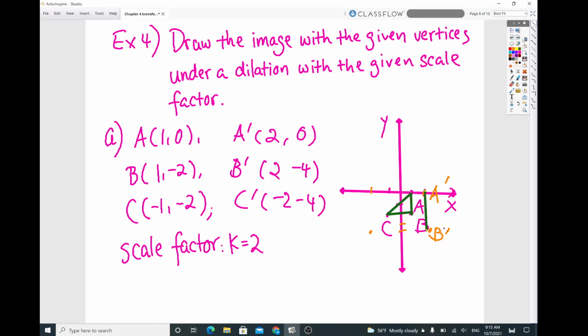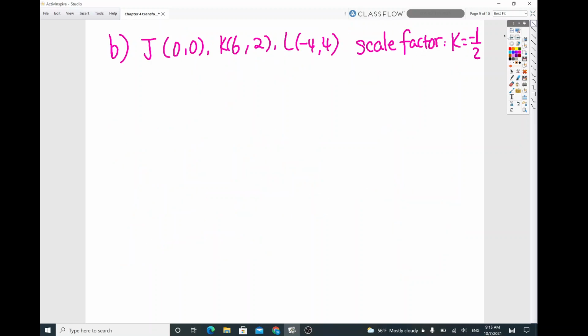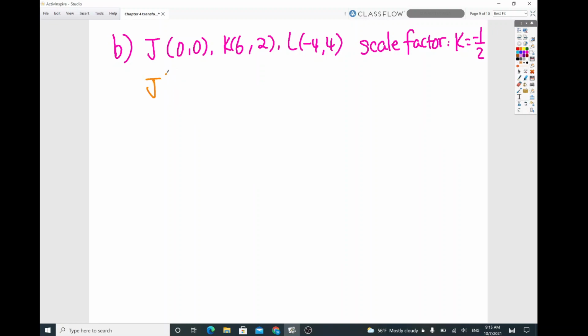Yeah, this one should be perpendicular too. Okay, so two right triangles, where one is twice as big as the other. Okay, so now let's see what else. The other one has a scale factor of negative 1/2. So again, do the same thing: find J prime, K prime, L prime.